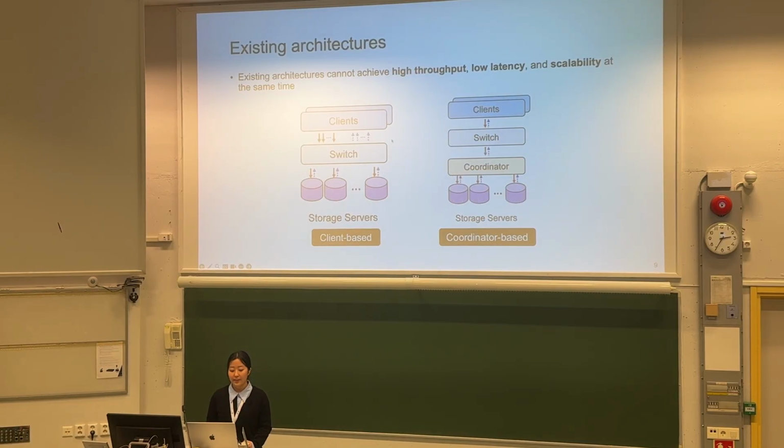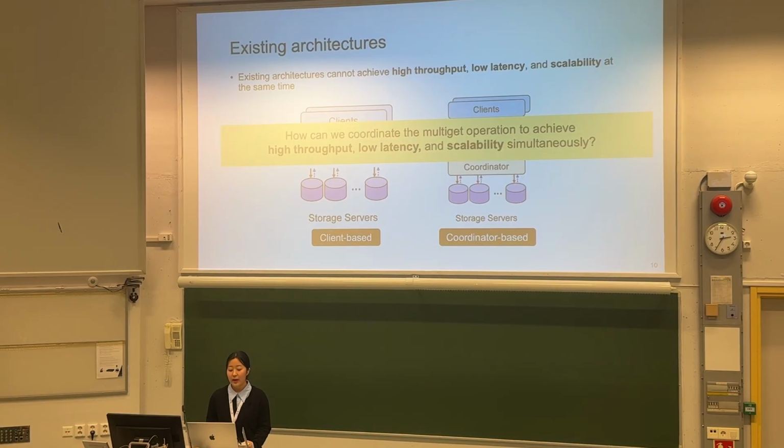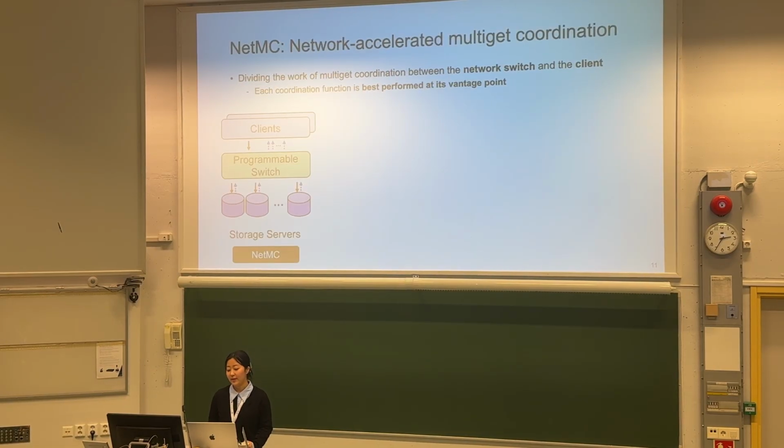So, neither the client-based architecture nor the coordinator-based architecture can achieve high throughput, low latency, and scalability at the same time. This leads to the core research question. How can you coordinate the multi-get operation to achieve high throughput, low latency, and scalability simultaneously? To address this, we propose network-accelerated multi-get coordination like this picture.